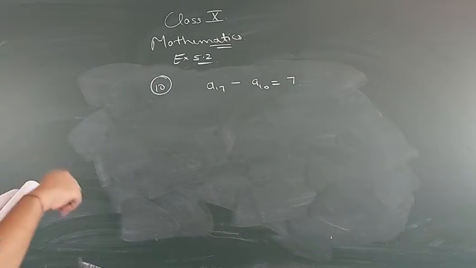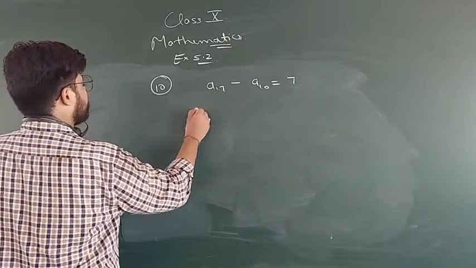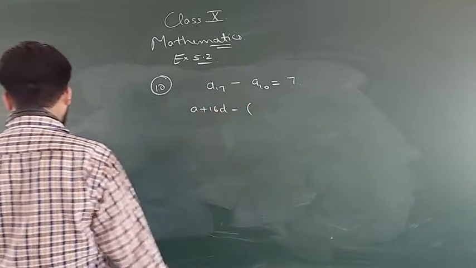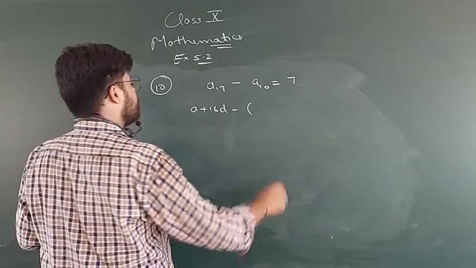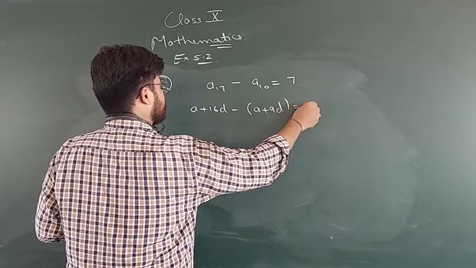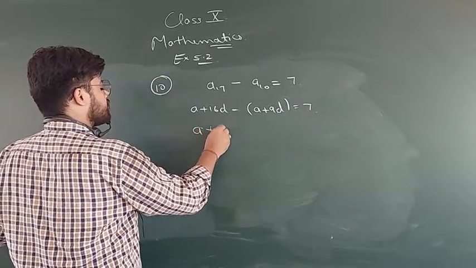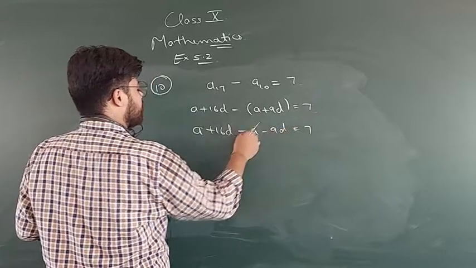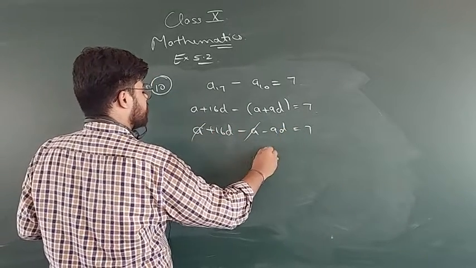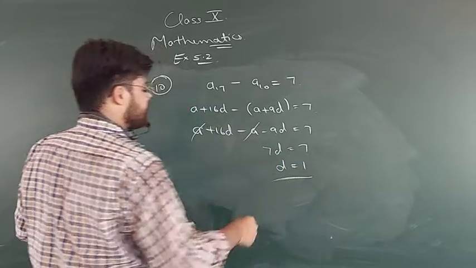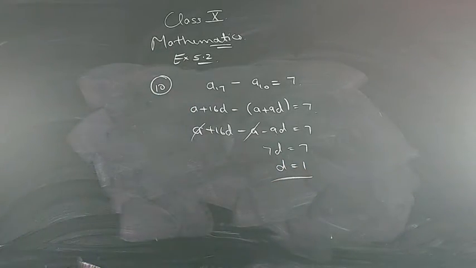Now what is the 17th term? We can write A plus 16D. Find the common difference, the question is saying. And A10 is A plus 9D, which is equal to 7. A plus 16D minus A minus 9D is 7. 16 minus 9 is 7D equals 7, and D is equal to 7 divided by 7. Answer is 1. An easy question.